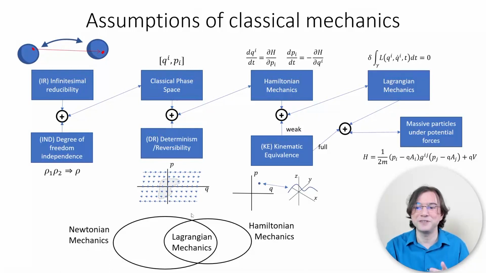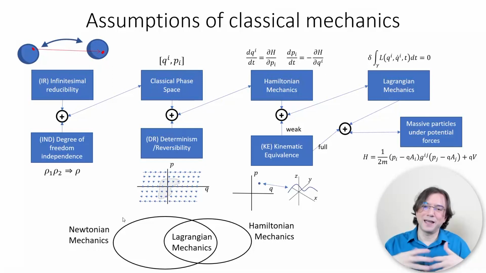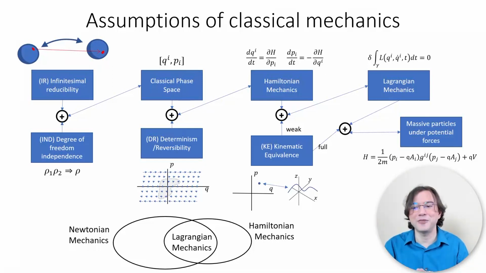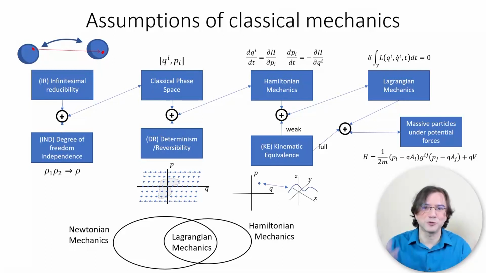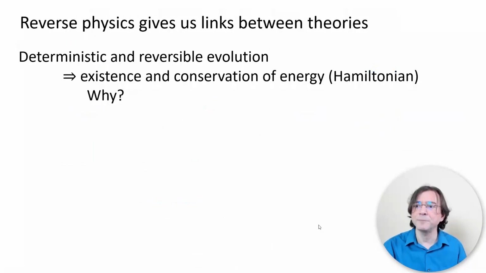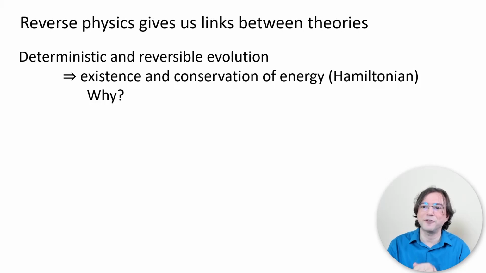And so this gives you a good idea of when one is valid and when the other is not valid. For example, if you have dissipative forces or a driven system, then you can't use Hamiltonian mechanics or Lagrangian mechanics. You have to use Newtonian mechanics whenever you have some sort of open system that is exchanging some energy. Okay, so this is sort of the idea. We saw that it ties in some things, and one of the things that I said before is that reverse physics wants to give us a link between this theory, and here we can find an example.